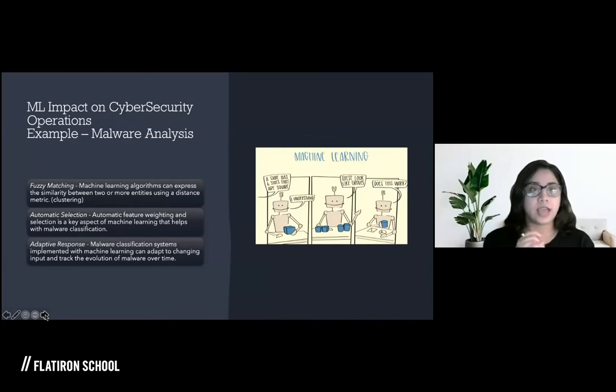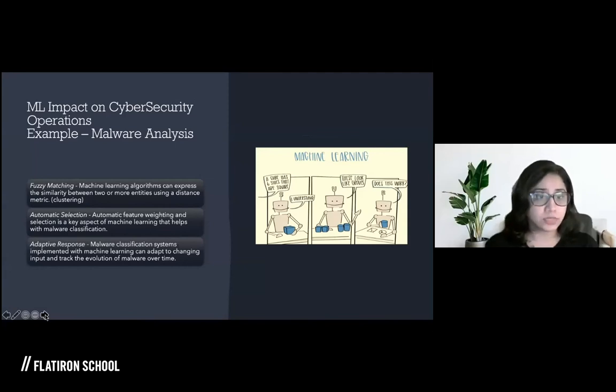So one of the applications that we are going to discuss is how we can utilize machine learning in malware analysis. Machine learning has started to be known for its three areas. First is fuzzy matching. Fuzzy matching means clustering. We talked about unsupervised learning and clustering, and how it can help us in grouping things together.